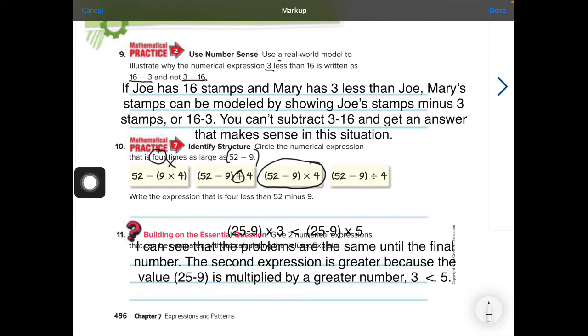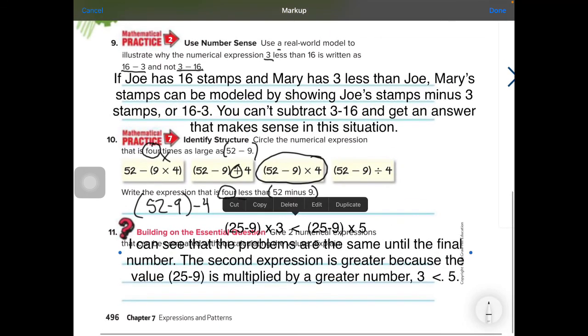There we go. Now they want us to write an expression 4 less than 52 minus 9. So they want us to do this one first. So let's do 52 minus 9. Put that in parentheses and do a minus 4. And that's what our problem looks like.